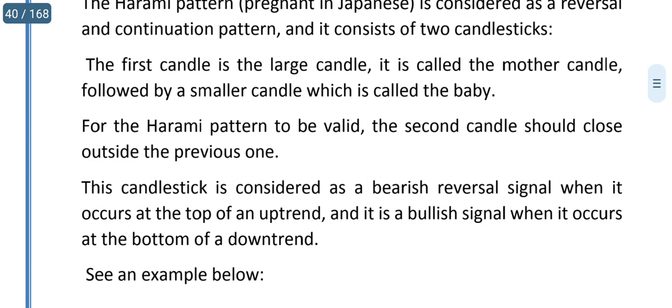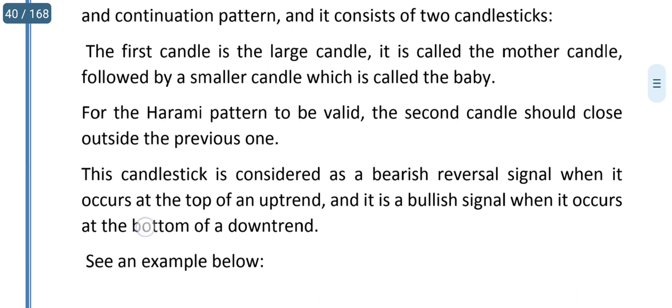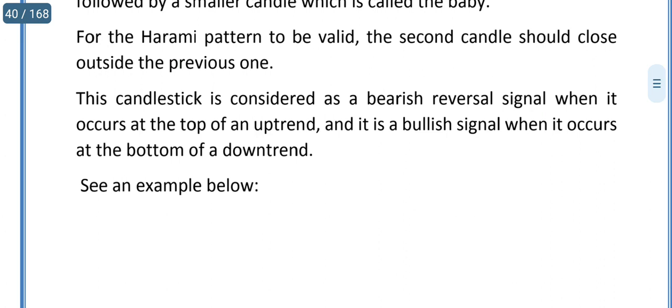I repeat, the first candle is the large candle and it is called the mother candle. It is followed by the formation of a smaller candle which we call the baby candle. For the Harami pattern to be valid, the second candle should close inside the previous one.